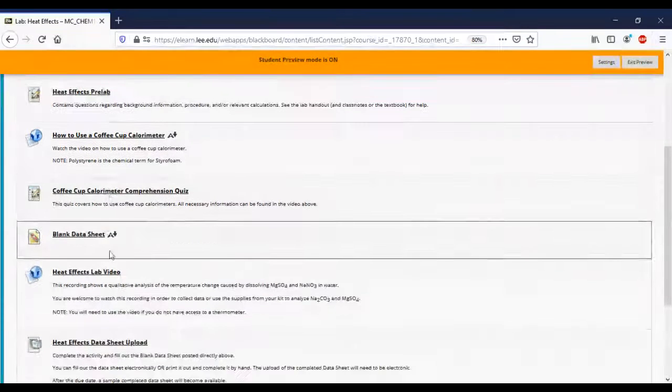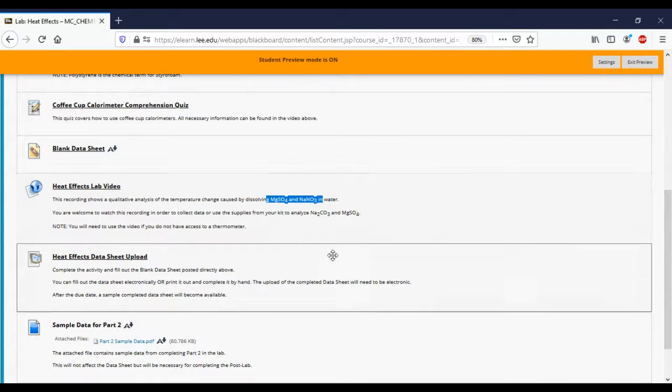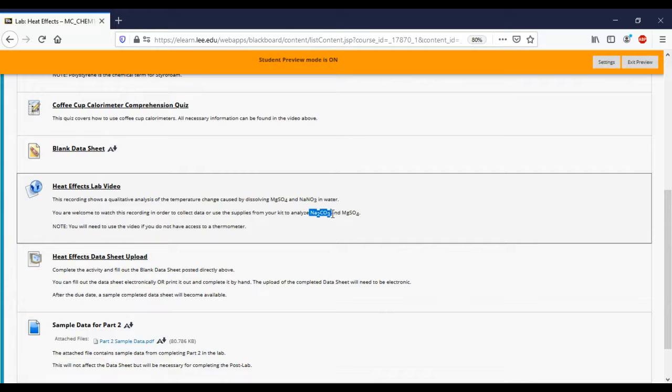So I also have made available videos that you can watch of me doing the experiment. I did magnesium sulfate and sodium nitrate. In your kit, you should have sodium carbonate and magnesium sulfate. You just need to collect data on a total of 2 salts. So it can be magnesium sulfate and sodium nitrate. It can be magnesium sulfate and sodium carbonate. It can be sodium carbonate and sodium nitrate. Any pair of salts that you want to do, whatever source you want to use on that. So that's there.